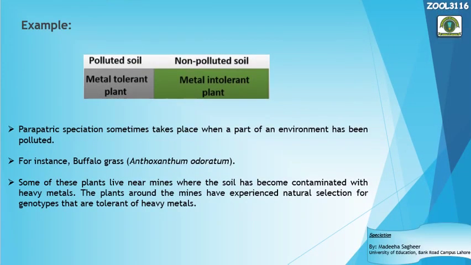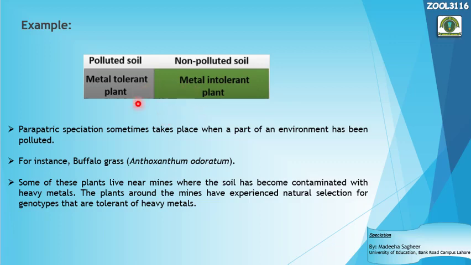Okay, here is an example of parapatric speciation. Let's take an example of plants. Now here you can see, suppose this is the whole geographical area. This whole area is full of plants of the same species, but in this gray portion, though they belong to the same species, the soil becomes polluted with different heavy metals, like zinc or lead.